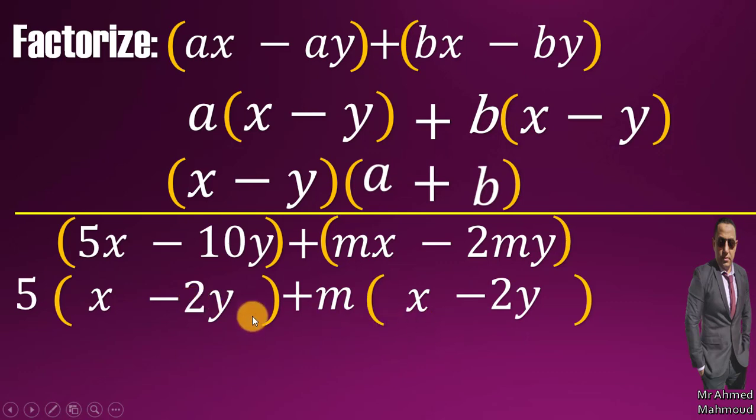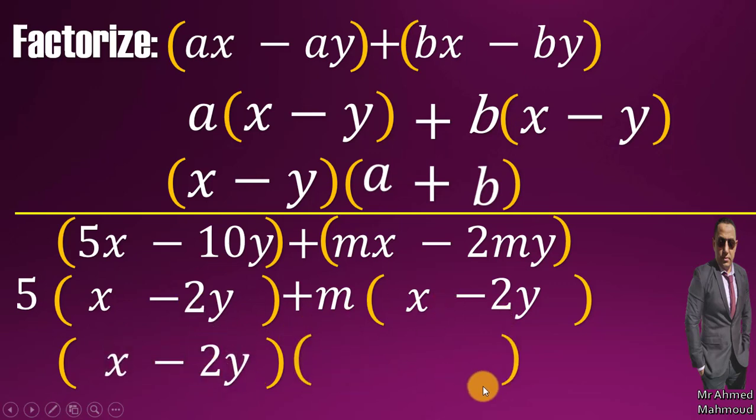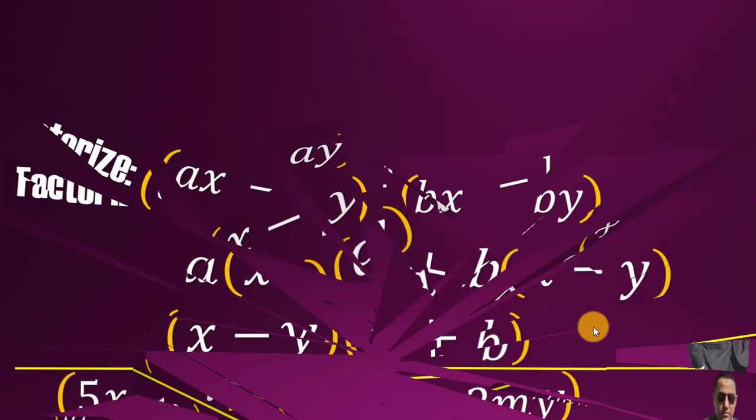By looking at the two brackets, x minus 2y and x minus 2y, that means that the first choice was a correct choice. So I'm going to write the common bracket outside, x minus 2y, this is the common bracket, and open another bracket, and inside the other bracket I'm going to write 5 plus m, and this is the factorization of this one.